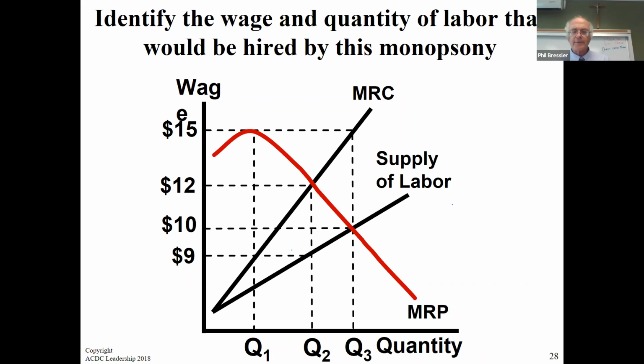All right, I'll count out to 3 and you guys can then type in the wage. 1, 2, 3. What's the wage? Okay, everyone's good. All right, I went to MRC and MRP. I took it down to supply and got $9. And then for the quantity, I would continue down to get Q2. All right.